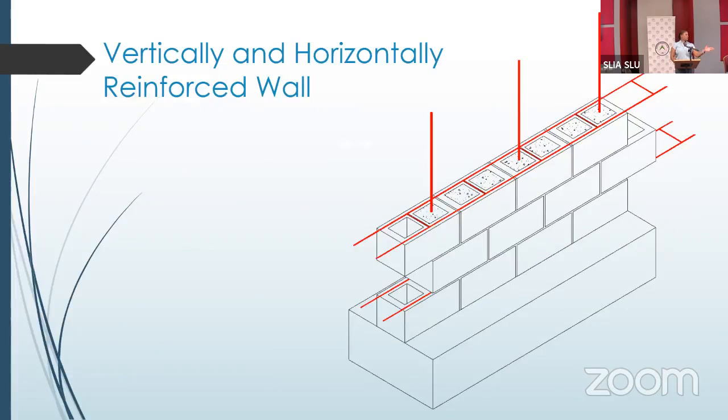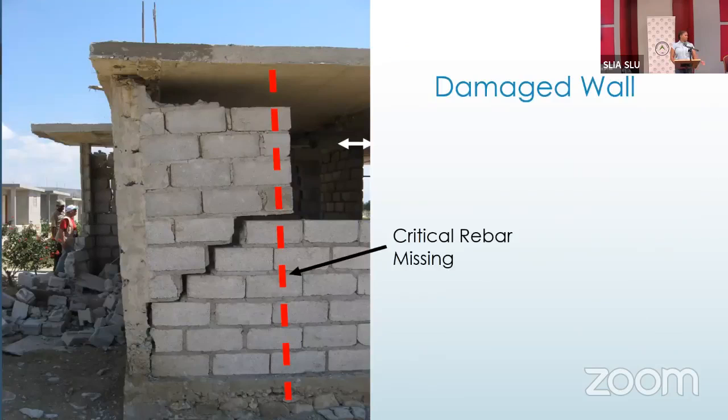This is an example of a wall with, well, I know this one shows the brick force at every other core, but as I said, we would prefer the T10 bars. And you have your vertical reinforcement in every third core. Example of a damaged wall where we did not have reinforcement.